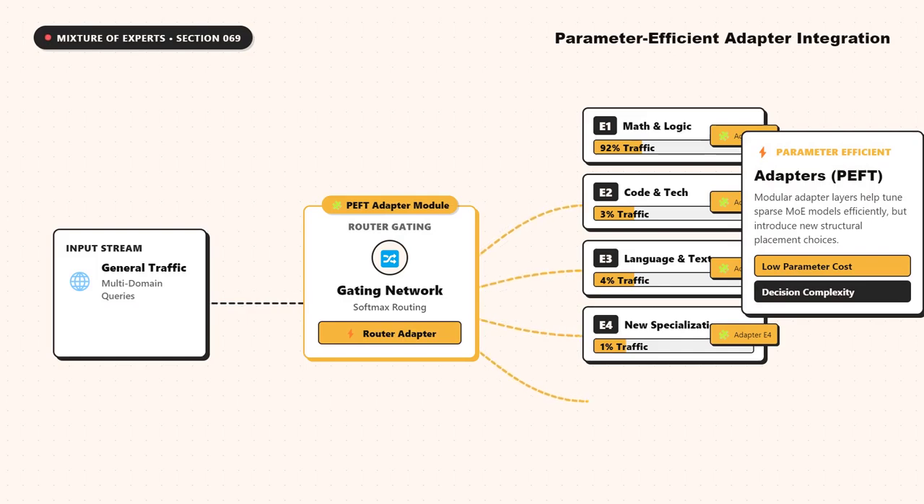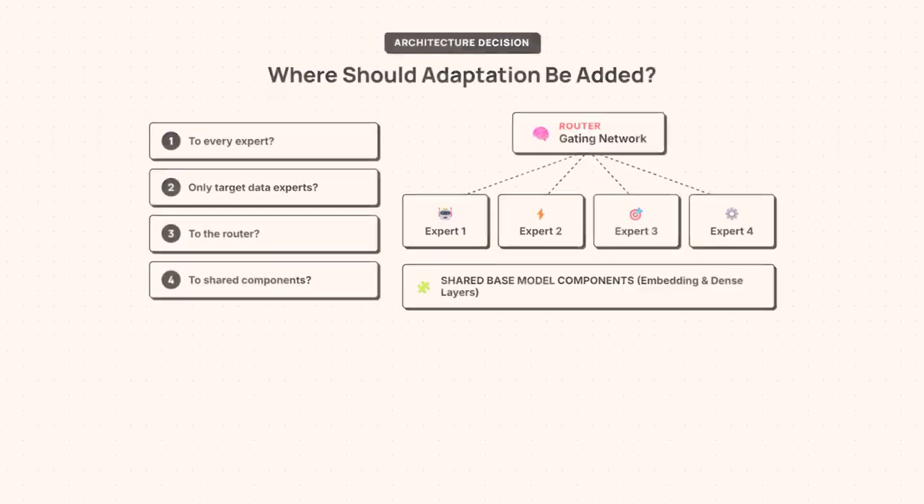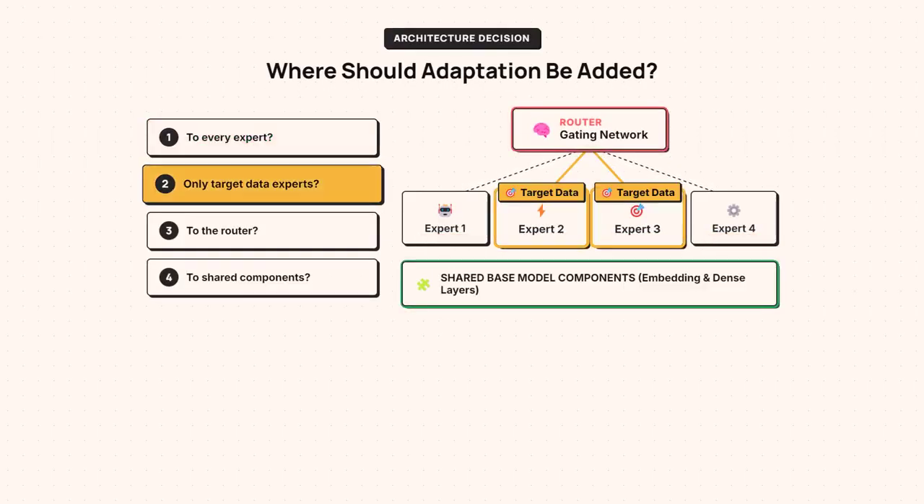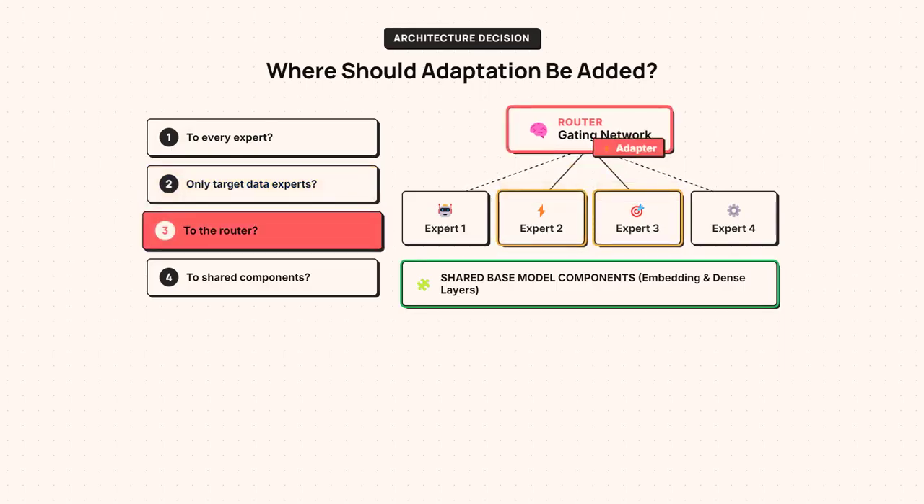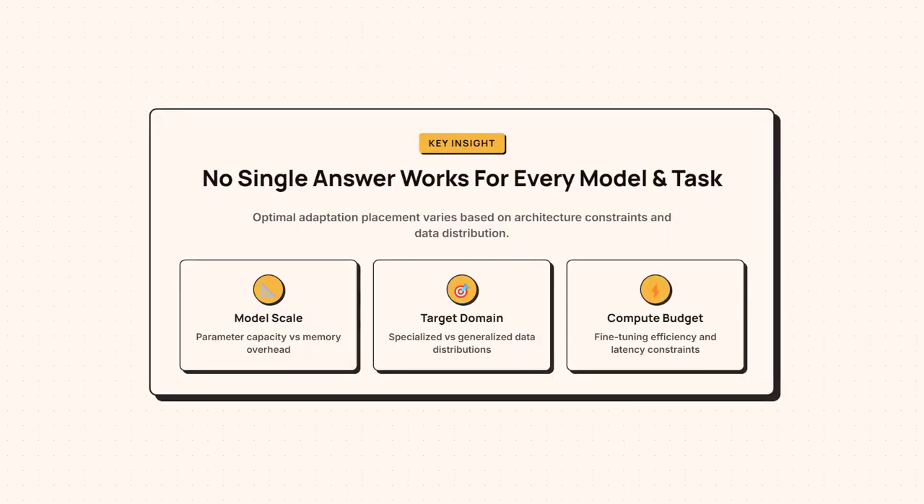Parameter-efficient methods such as adapters can help, but the sparse architecture still introduces extra decisions. Where should the adaptation be added? To every expert? Only the experts that receive the target data? To the router? To shared components? There is no single answer that works for every model and task.